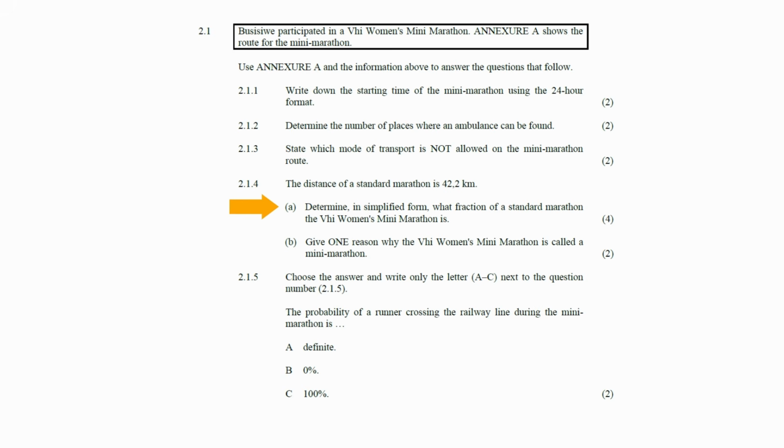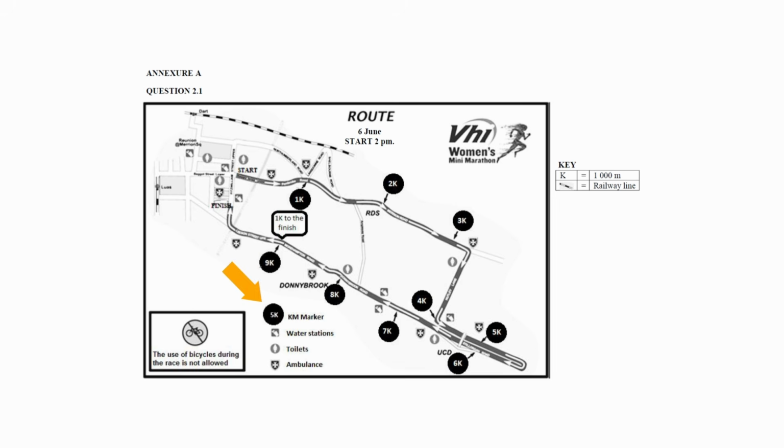In question 2.1.4a, you have to determine in simplified form what fraction of a standard marathon a mini marathon is. On the map, this symbol indicates a kilometer marker. So the total distance of a mini marathon is 10 kilometers. Why 10 kilometers? Because this marker indicates the 9th kilometer mark, and at the 9 kilometer mark you are given a note that says that it is 1 kilometer to go to the finish.